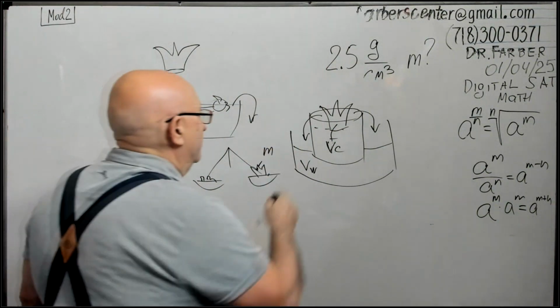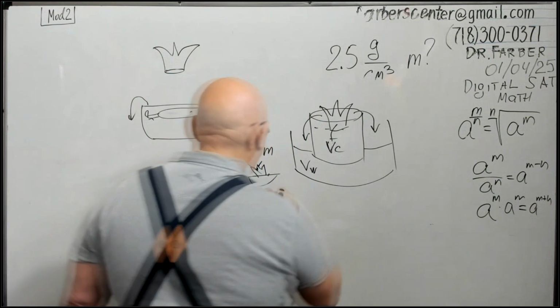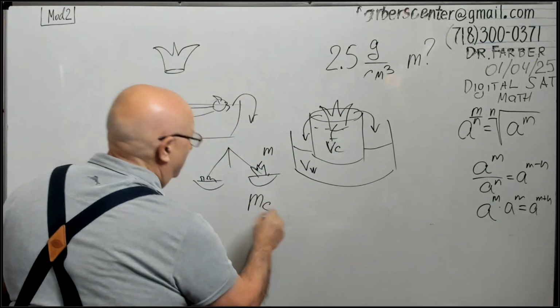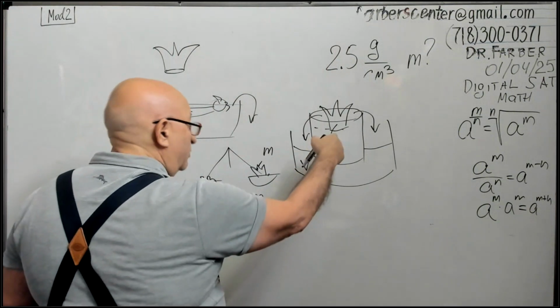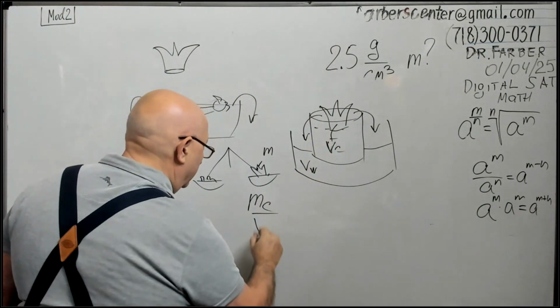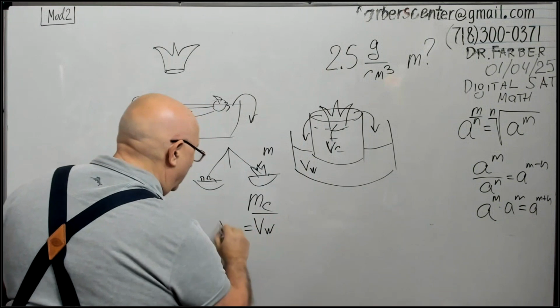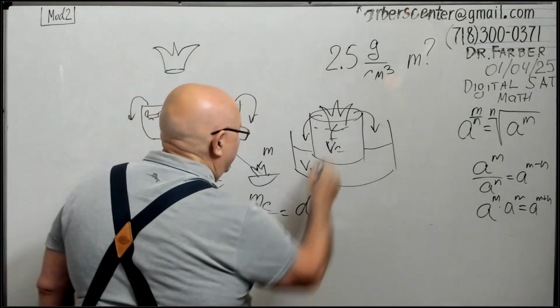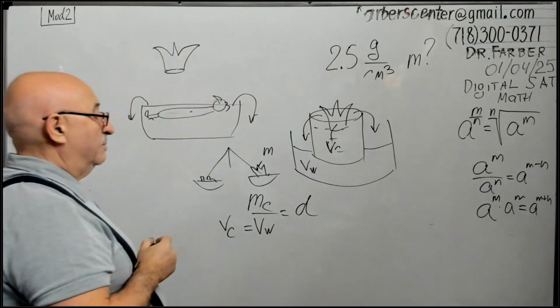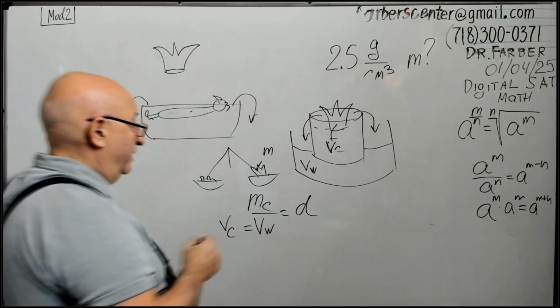After that, when he divided the mass of this crown by the volume of this water, which is equal to the volume of this crown, he got the density of this material, the density of the crown.